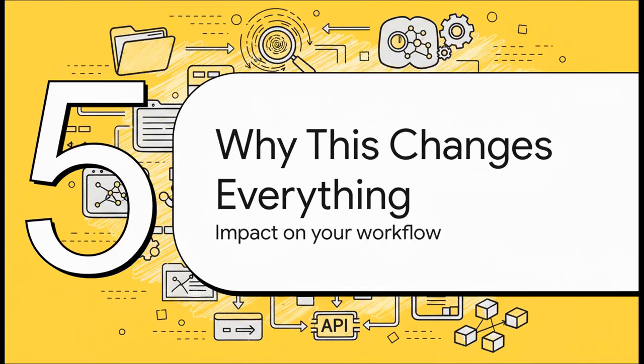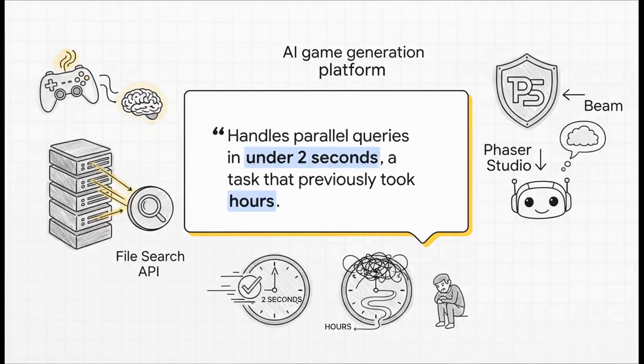So let's tie all of this together and talk about why this is such a big deal. What's the real impact this is going to have on the way you build AI applications? Hey, don't just take my word for it. Phaser Studio, who got early access, uses File Search for their AI game generation platform, Beam. They found that it handles parallel queries in under 2 seconds. That same task used to take them hours to do manually. That's a massive efficiency gain.